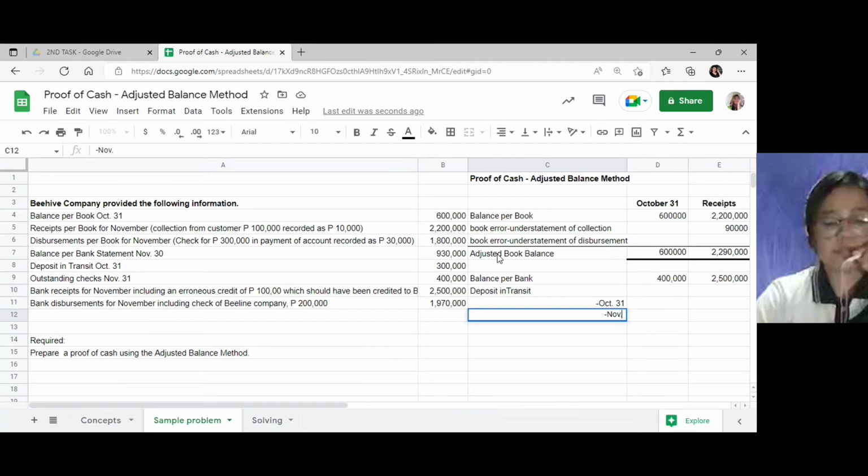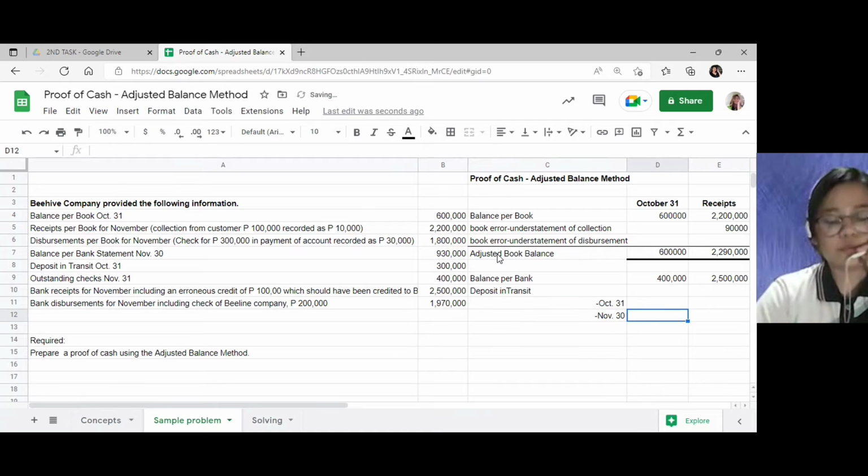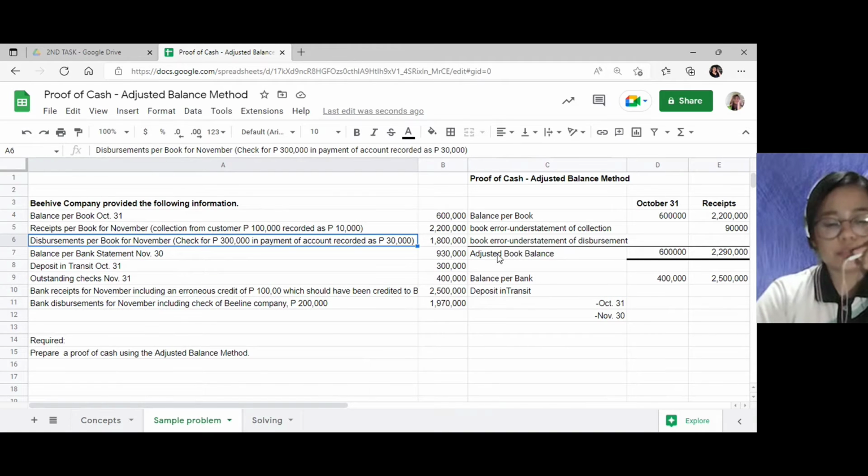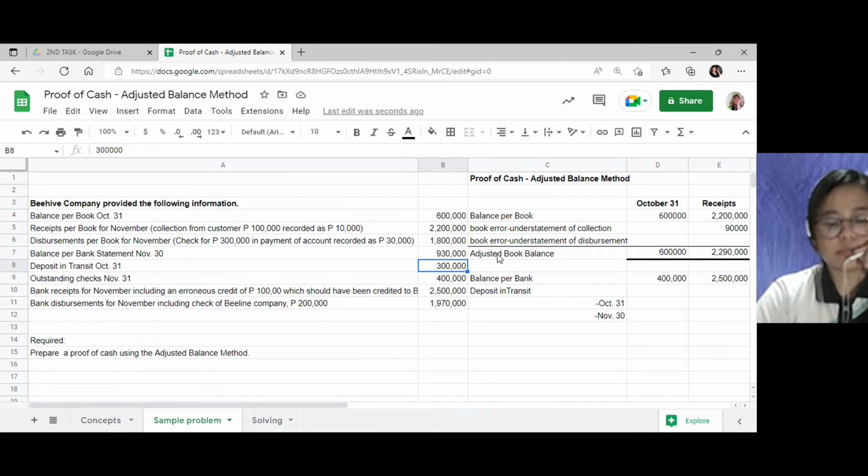So the question now is, is it right ba that we include the amount of 2,500,000 in our cash receipts from the bank's point of view? Of course, the answer is no. So why not? Because it is not the cash receipts of the bank in this current month. It is the cash receipts of the previous month, but still the bank recorded it and reflected it as part of their receipts during the month of November.